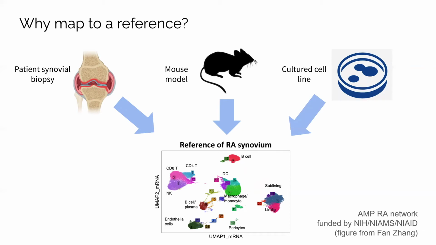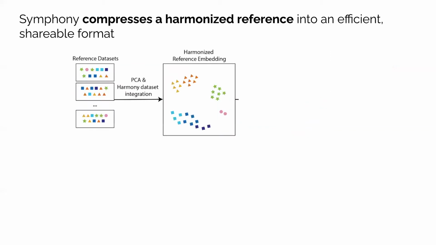In all of these examples, we could try to redefine query cell types from scratch, but ideally, we would want to leverage the detailed and carefully constructed reference to rapidly and reproducibly annotate the query cells. Symphony offers a framework to do this.